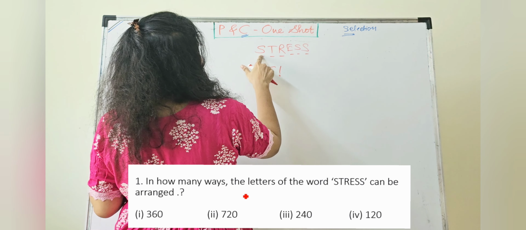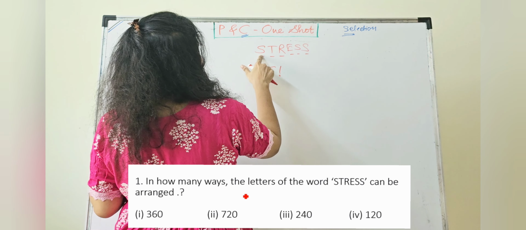So the answer is going to be 6 into 5 into 4 into 3 factorial divided by this 3 factorial. Cancel. And this is your answer, which is nothing but 120. So this is option number 4. Let's quickly go to the next question.